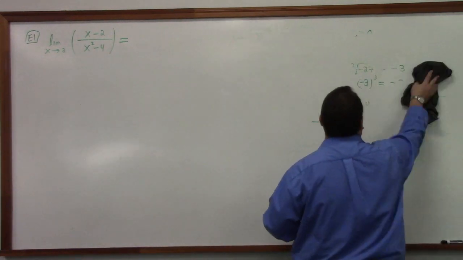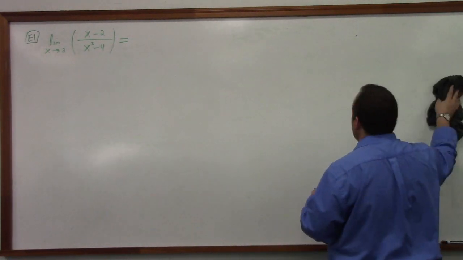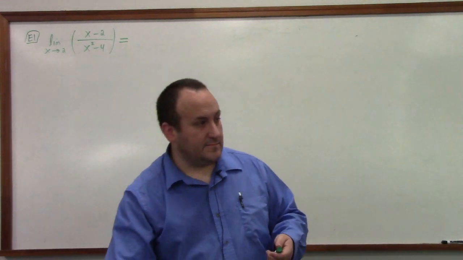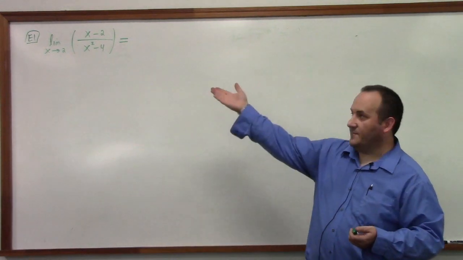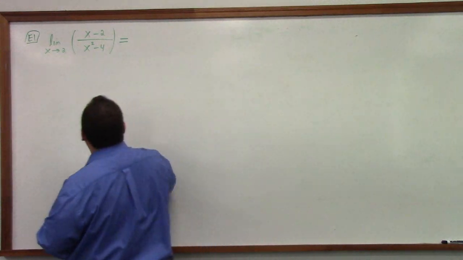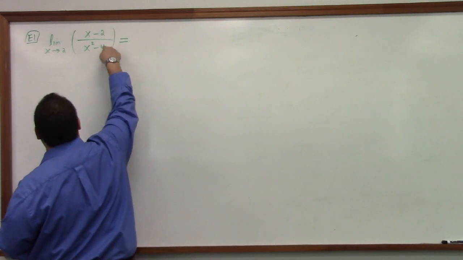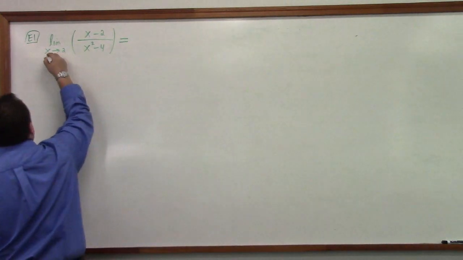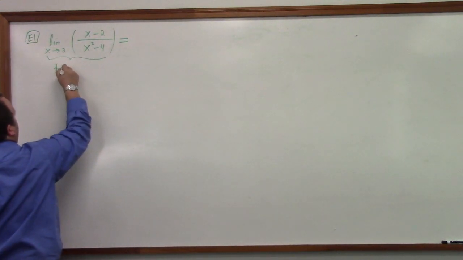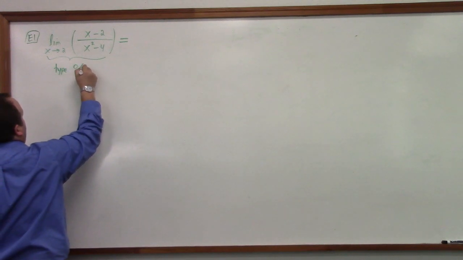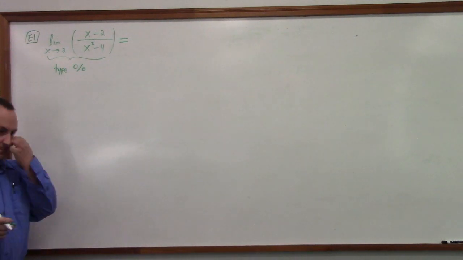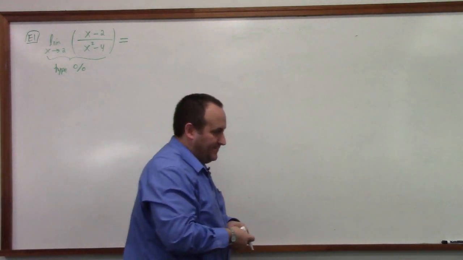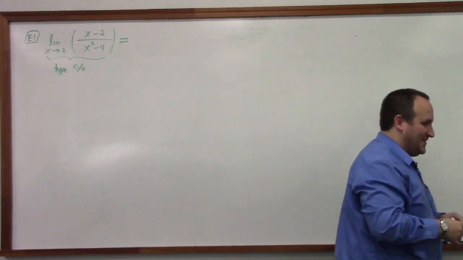So the first thing I try to do is to plug in the limit point. The limit point here is 2, right? Plug it in, what happens? We get 0 on top and 0 on the bottom. So this initial limit has what we call type 0 over 0. I don't say it's equal to 0 over 0 because that doesn't make sense, so I use a weasel word: it's type 0 over 0.